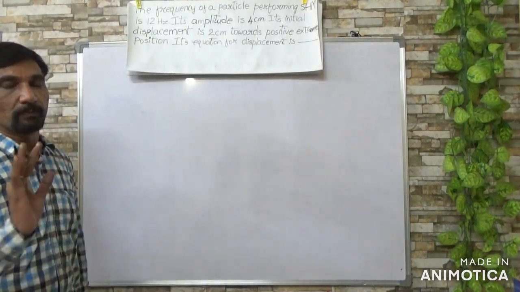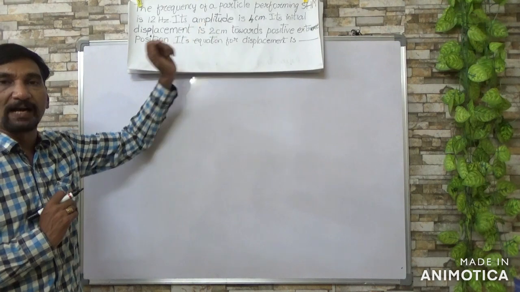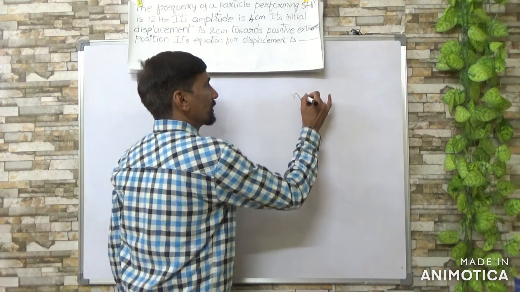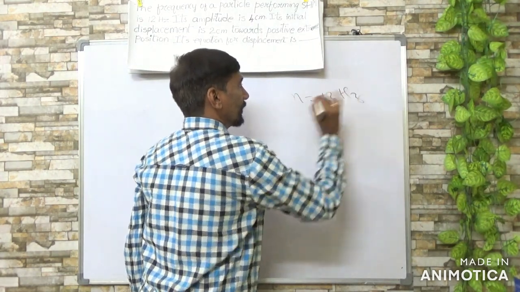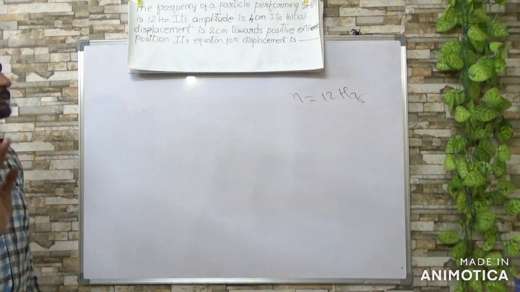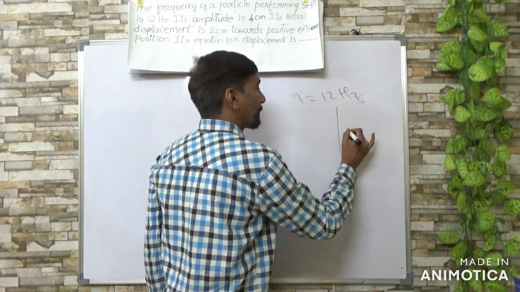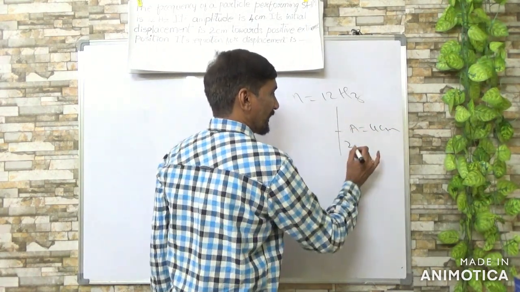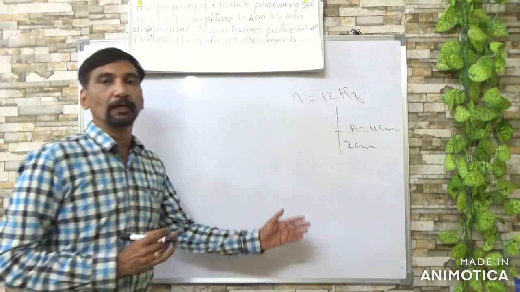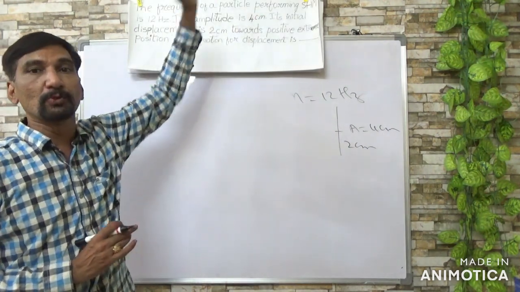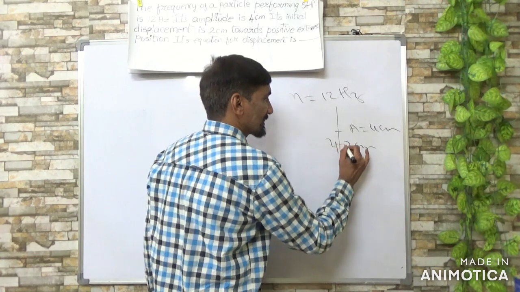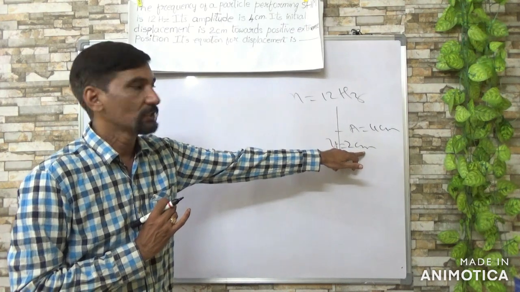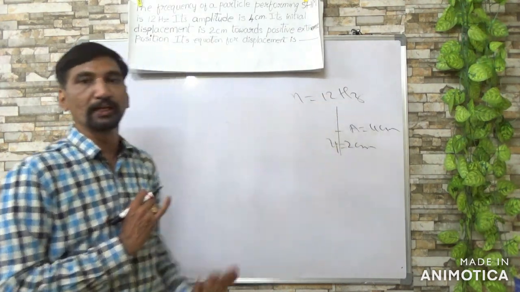Now you have been given a problem. The problem is there is one particle executing SHM. Its frequency is known to us, 12 Hertz. They have given the particle amplitude is 4 centimeters and its initial displacement is 2 centimeters in the positive extreme position. So it can be taken as Y. Positive extreme position, initial displacement is 2 centimeters, amplitude 4 centimeters.